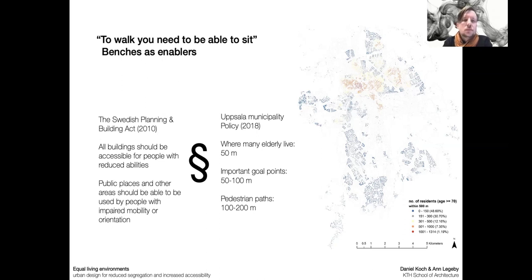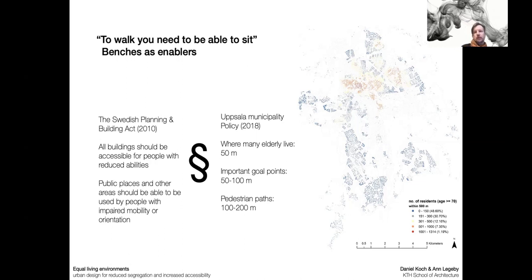And they argue to walk, you need to be able to sit. The bench is here, in a Gibson perspective, a typical example of an enabler. And the city of Uppsala has a specific policy saying that the distance between benches should be 50 meters where many elderly live, 50 to 100 meters where there are important goal points in the city, and 100 to 200 meters along pedestrian paths in general. And as you see, this is a very ambitious goal.